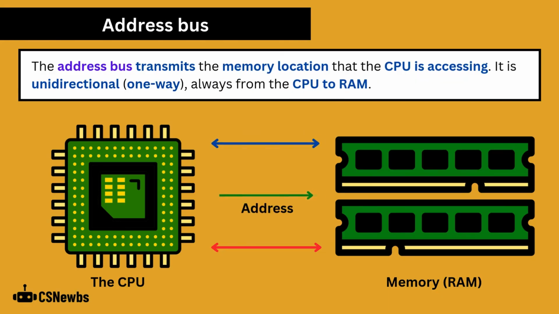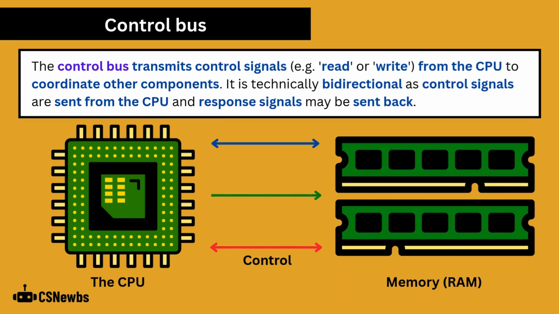The address bus transmits the memory location that the CPU is accessing. It is unidirectional, meaning it is one way, and that's always from the CPU to RAM. The control bus transmits control signals, such as read or write, from the CPU to coordinate other components. It is technically bidirectional, as control signals are sent from the CPU and response signals may be sent back.